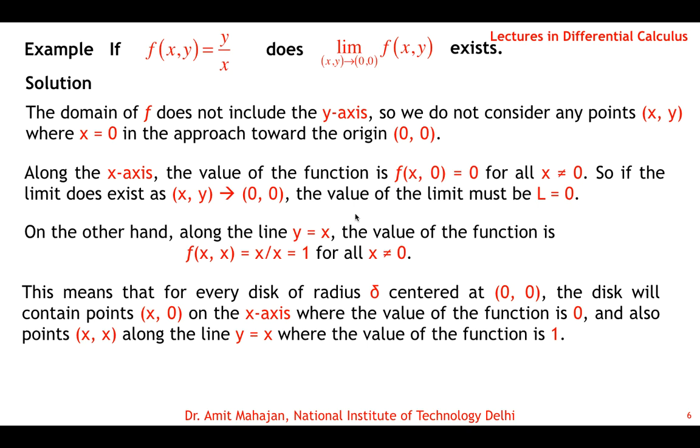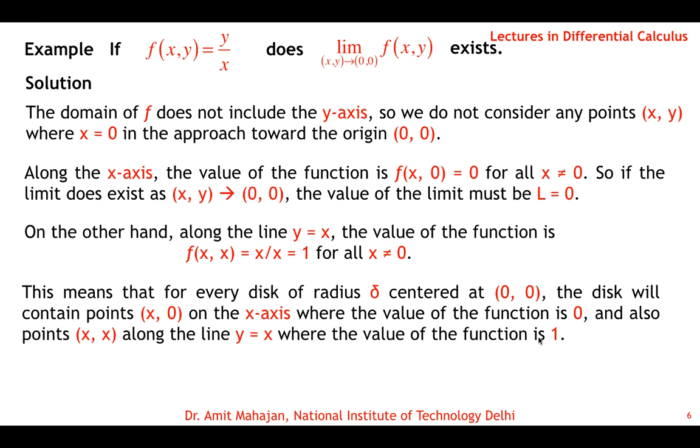Okay, so there are two different paths along which we are getting two different limit values. This means that for every disk of radius delta, if we construct it with center at origin, the disk will contain points of the form x, 0 on the x-axis where the value of the function is 0, and also of the form x comma x along the line y equals x where the value of the function is 1.